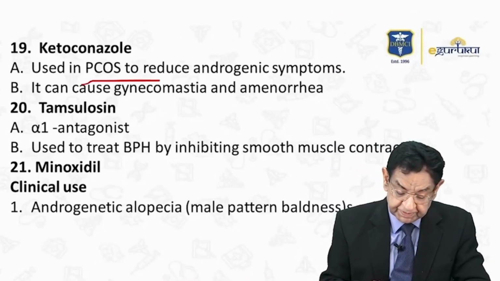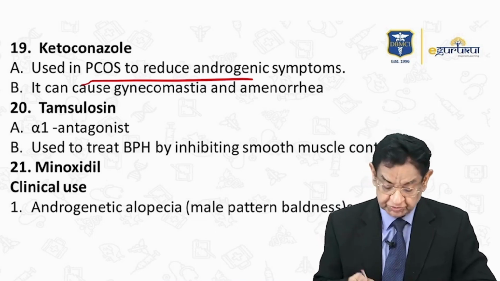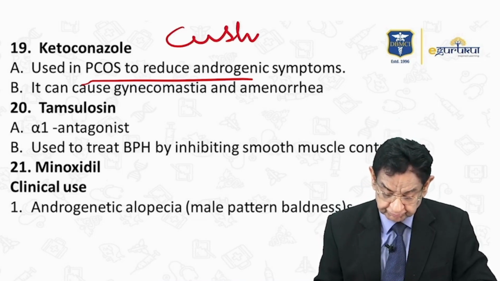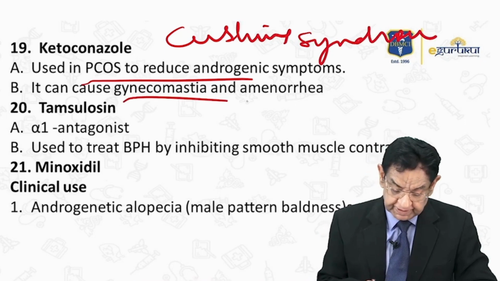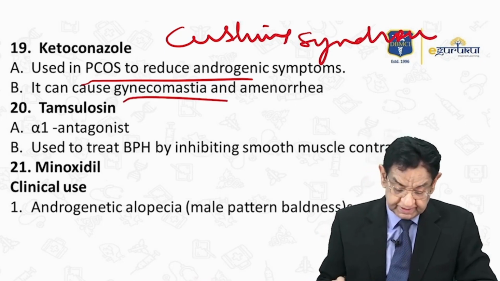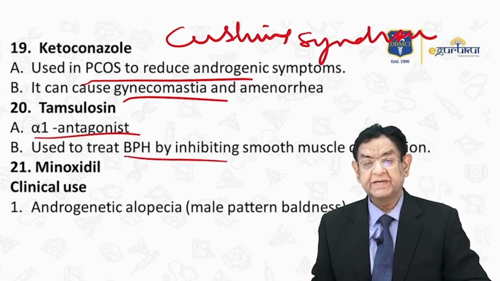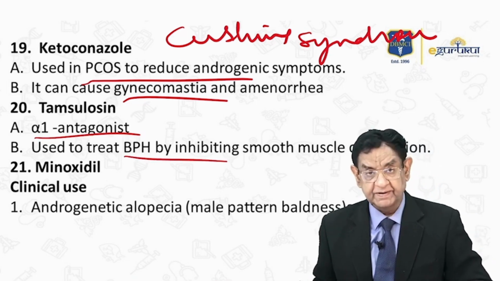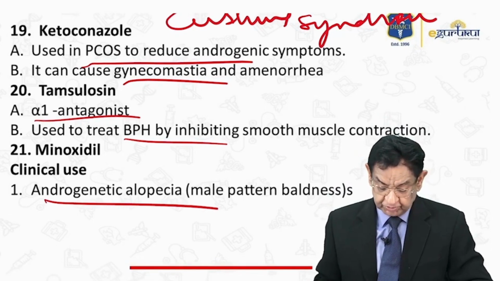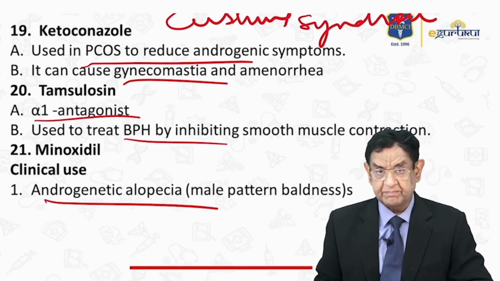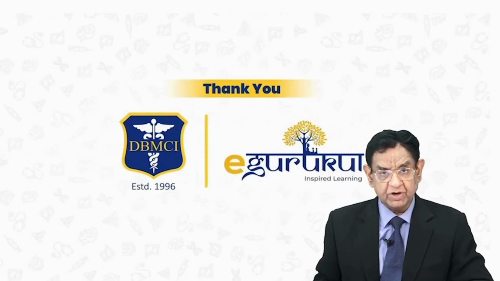Ketoconazole we use in PCOS to reduce androgenic symptoms. Otherwise, it's a drug that we use for Cushing syndrome. It causes gynecomastia, amenorrhea. Tamsulosin is an alpha-1 antagonist used in BPH because it relaxes smooth muscle. It prevents the contraction of smooth muscle. Minoxidil we use for androgenic alopecia, male pattern baldness. Thank you very much. God bless all of you.